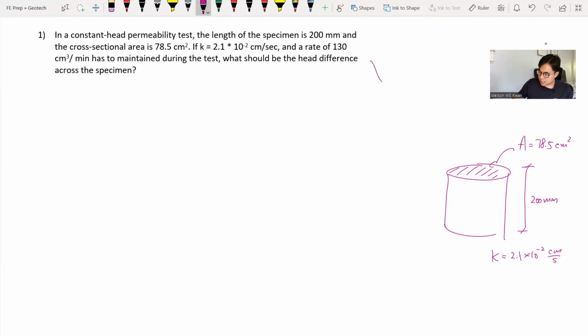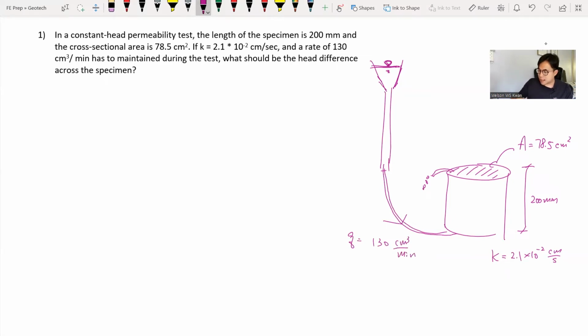So it's a constant head test. We've got a huge water reservoir here whose water level won't change throughout the test, and the reservoir is connected to the bottom of the specimen, and the water comes out from the top freely. You go in the bottom, come out from the top. The flow rate into the soil specimen is 130 centimeters cubed per minute.